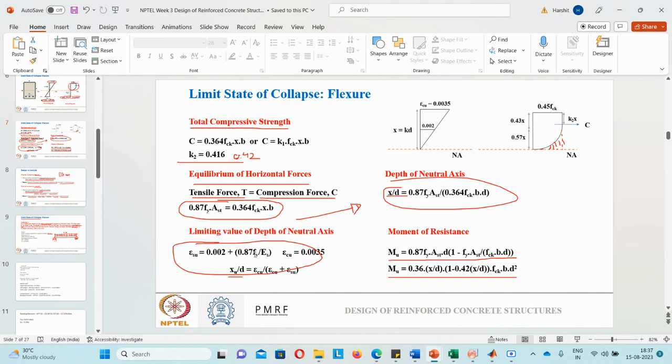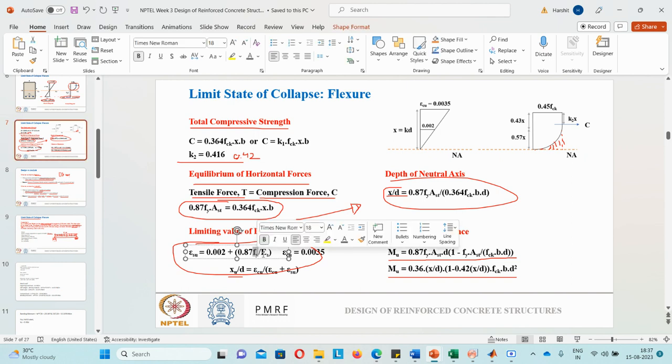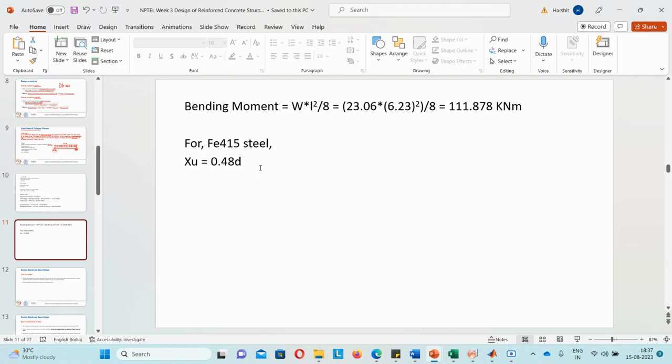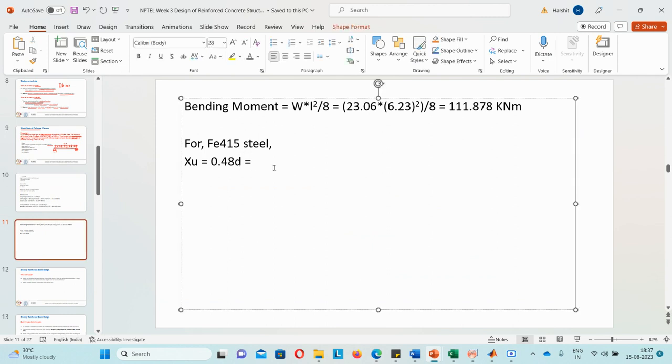Sometimes these values you can remember directly, or else you can always compute them. So you have the Fy value as 415, Es you know is 2 into 10 to the power 5, that is for steel, and all the other values you know. So you will get epsilon su, you know epsilon cu. So you can get Xu by D, the limiting value of depth of neutral axis. I'm right now writing it directly, it is 0.48. We know D is 400. So 0.48 times 400 will come out to be 192 mm.